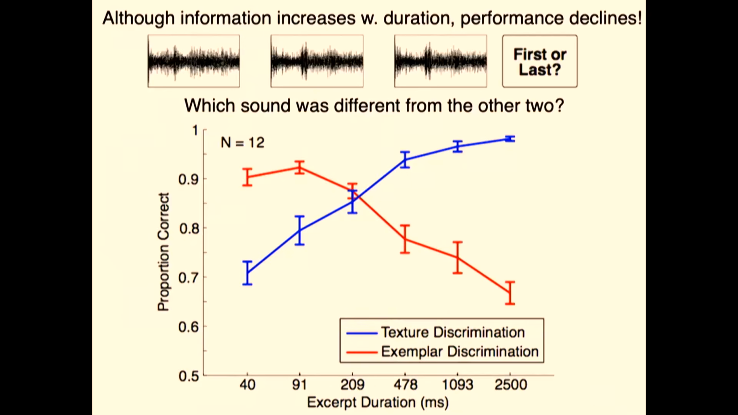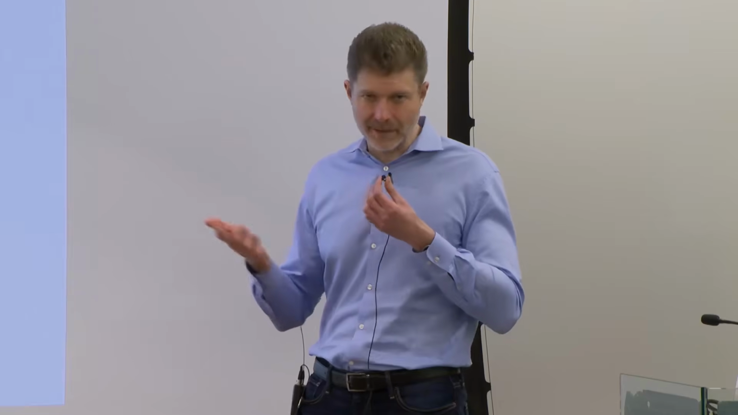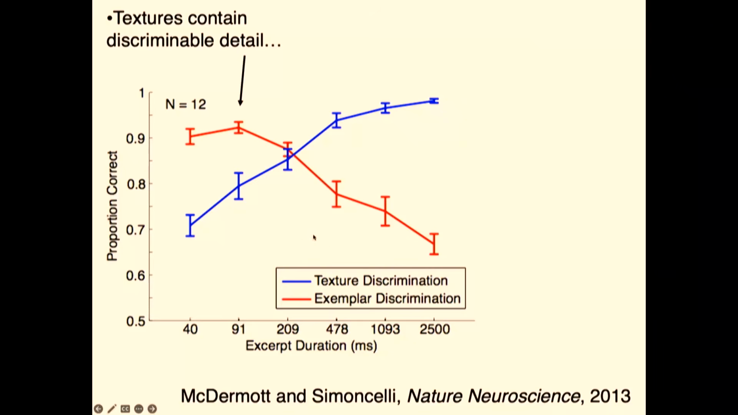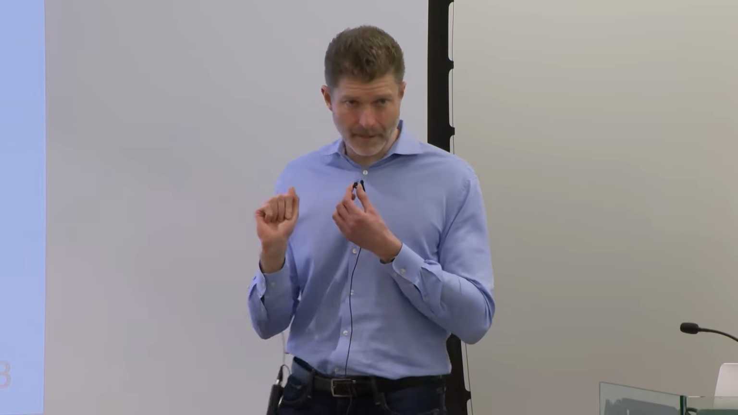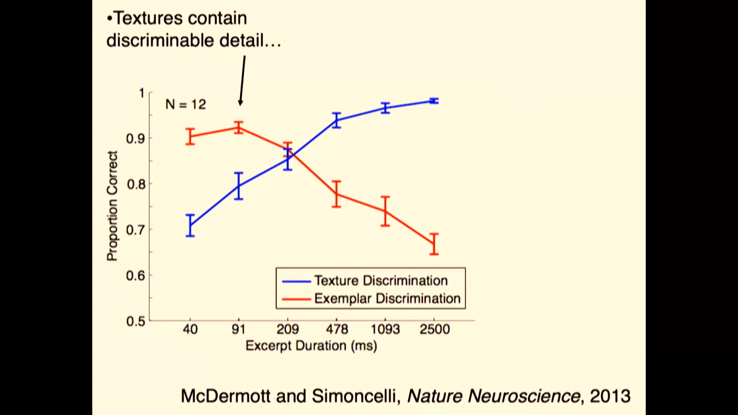You might imagine that you can't tell one example of rain from another because they all sound the same. Maybe they don't have discriminable detail that you could use to tell them apart. But we can rule that out, because when you give people very short excerpts of rain or fire or whatever it is, they can very accurately discriminate them. They can tell whether they're the same or different. So these sounds do contain discriminable detail. It's just that when the duration gets long, you're not able to access it.